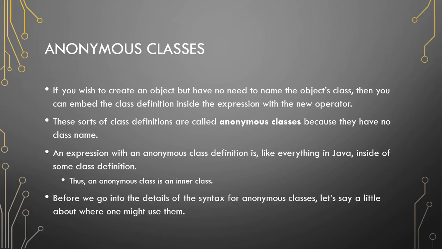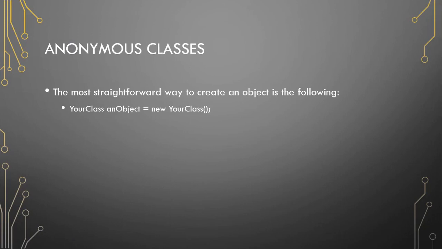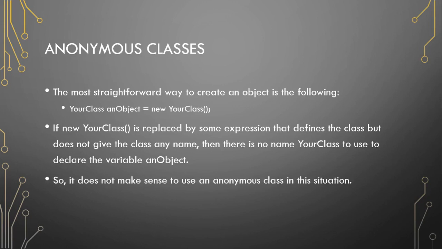Now, before we go into the details of anonymous classes, let's just say a little bit about how one might use them. The most straightforward way is to create an object of the following: YourClass anObject equals new YourClass. If YourClass is replaced by an expression that defines the class but does not give any class name, then there is no name YourClass to use to declare the variable anObject. So it does not make sense to use an anonymous class in this situation. All right? So you can't apply anonymous objects to everything.